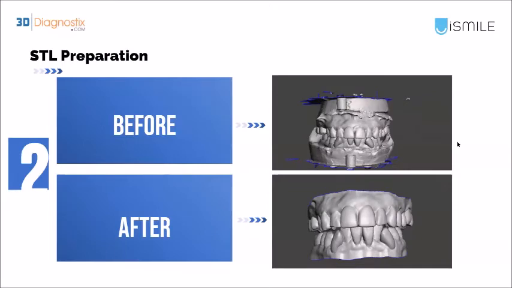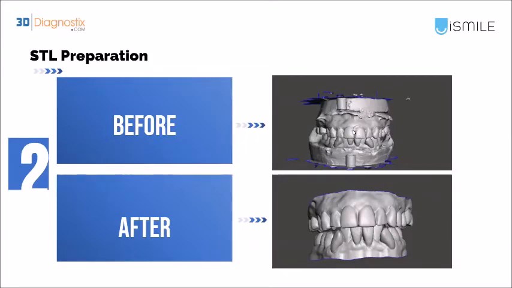However, if you're using a BDS impression, now we need to pour the impression before we scan them for better results. So as you can see, we have the base of the pouring material. We need to remove that before importing that on the software.